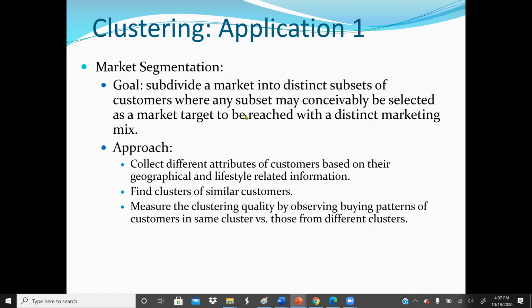So our approach is we collect different attributes of customers based on their geographical and also lifestyle related information. Then we're going to find the clusters of similar customers. So if 2 or more customers have similar attribute values, then we group them together as one cluster. If they are dissimilar, then we group them separately.